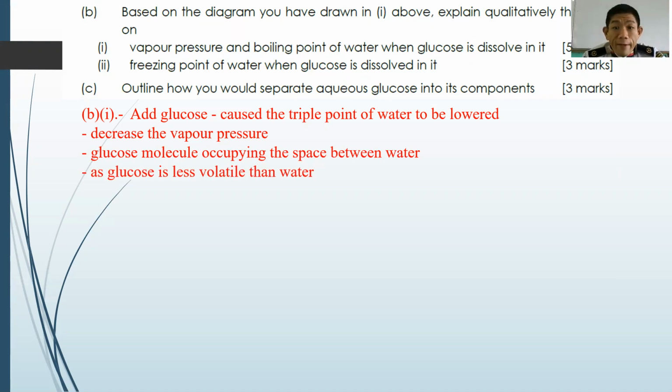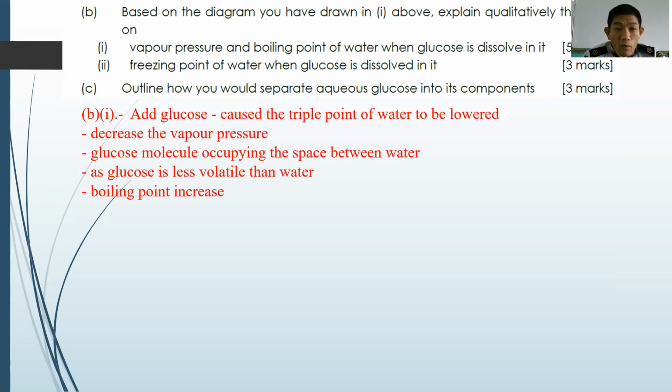Okay, especially on the surface of the water, making the water less easy to vaporize, as glucose is less volatile than water. Hence, this will increase the boiling point of the water when you have glucose inside the substance. So that is how you are going to explain the effect of the glucose towards the vapor pressure and also the boiling point of water.